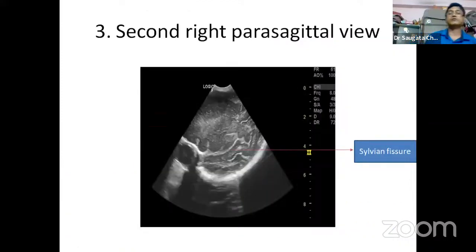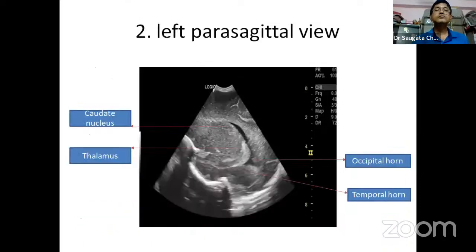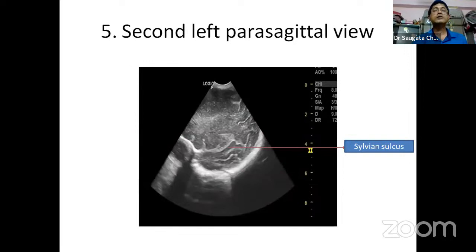Second parasagittal view: go more laterally. Here we are seeing the Sylvian sulcus and the insula. Then the left parasagittal view: caudate nucleus, thalamus, occipital horn, temporal horn. Second left parasagittal view: Sylvian sulcus.